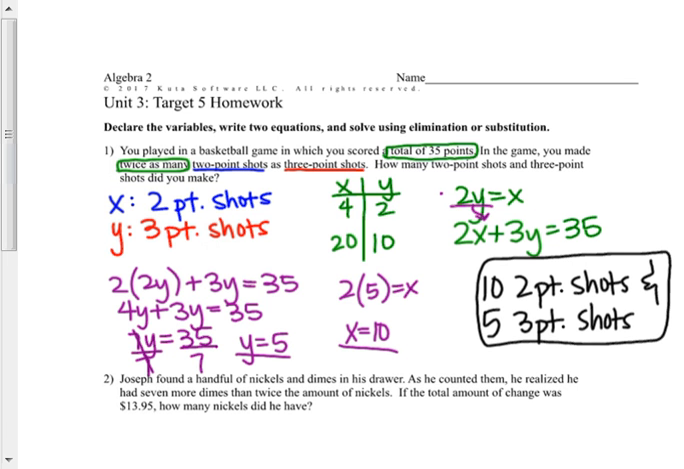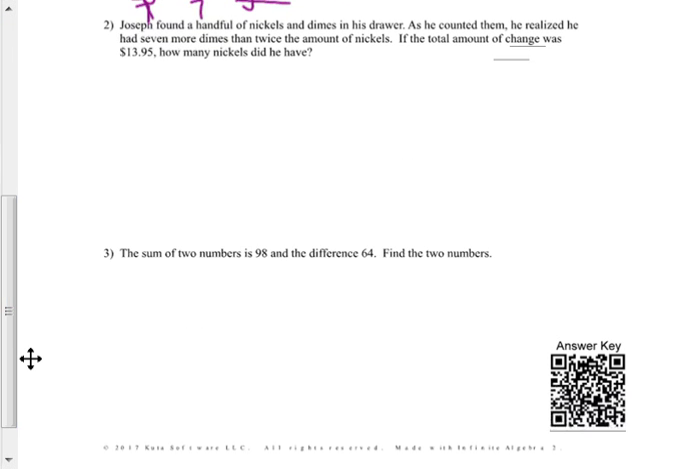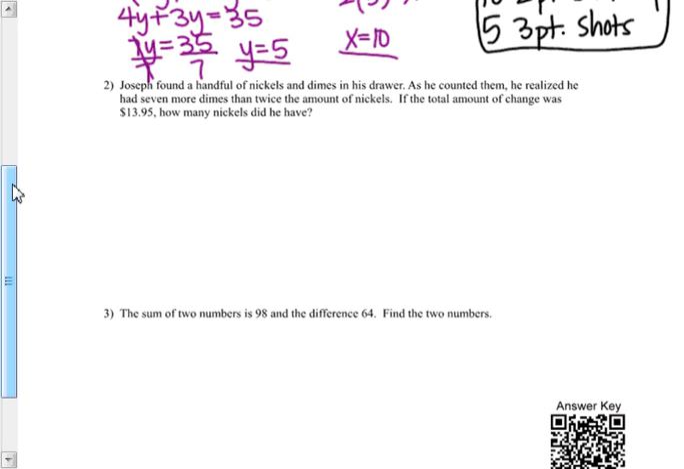All right. Moving on to number 2. It says Joseph found a handful of nickels and dimes in his drawer. As he counted them, he realized he had 7 more dimes than twice the amount of nickels. If the total amount of change was $13.95, how many nickels did he have?